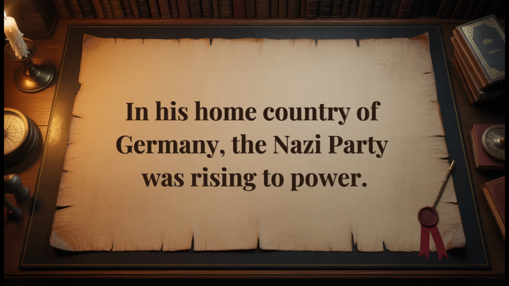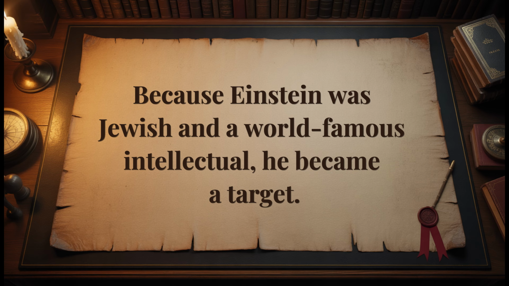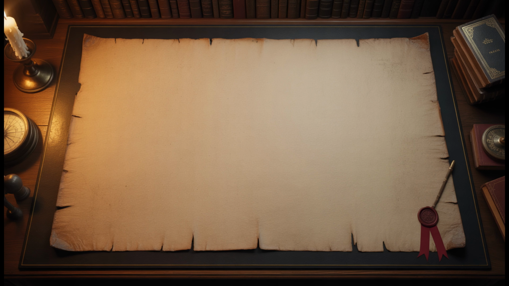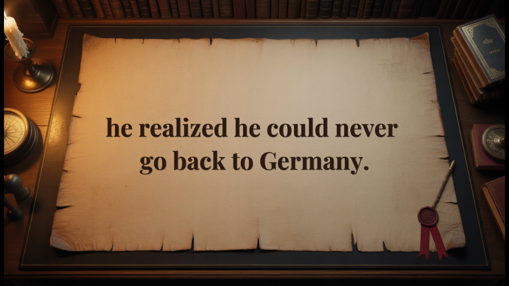In his home country of Germany, the Nazi Party was rising to power. Because Einstein was Jewish and a world-famous intellectual, he became a target. The Nazis called his work Jewish physics and burned his books. In 1932, while Albert was visiting the United States, he realized he could never go back to Germany.